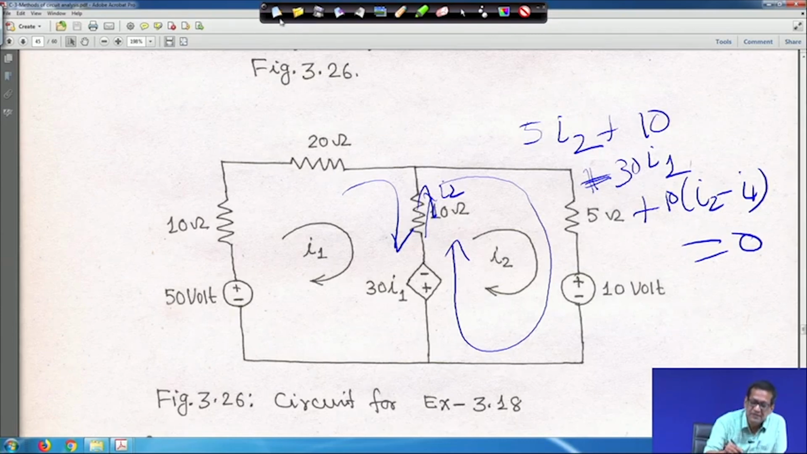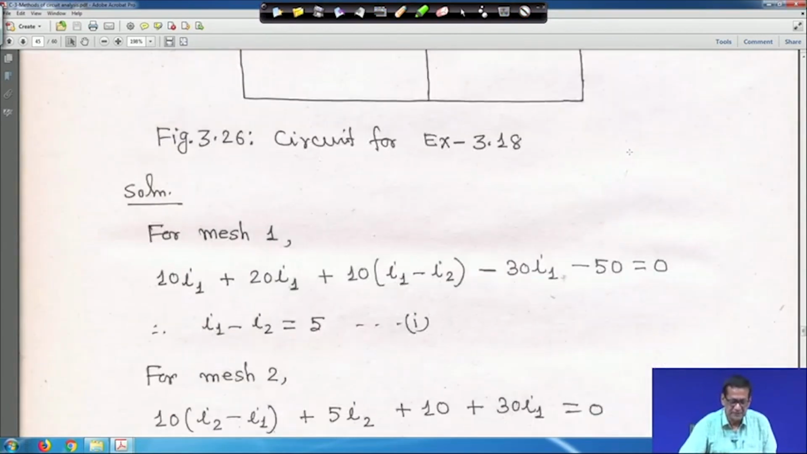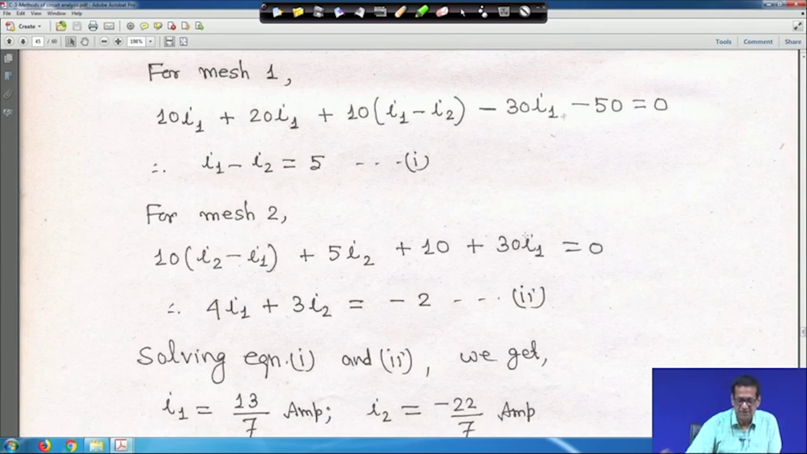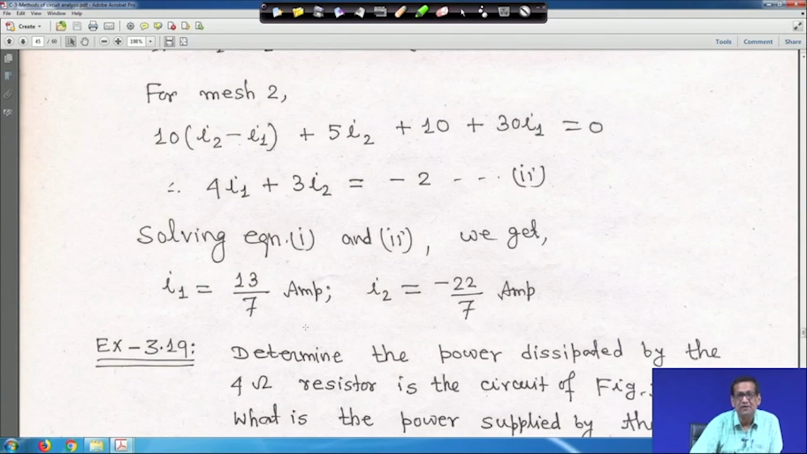Let me clean it. For mesh 1, the equation finally comes to I1 minus I2 is equal to 5, and for mesh 2 it is 4 I1 plus 3 I2 is equal to minus 2. If you solve it, you will get I1 equal to 13 by 7 ampere and I2 equal to minus 22 by 7 ampere.